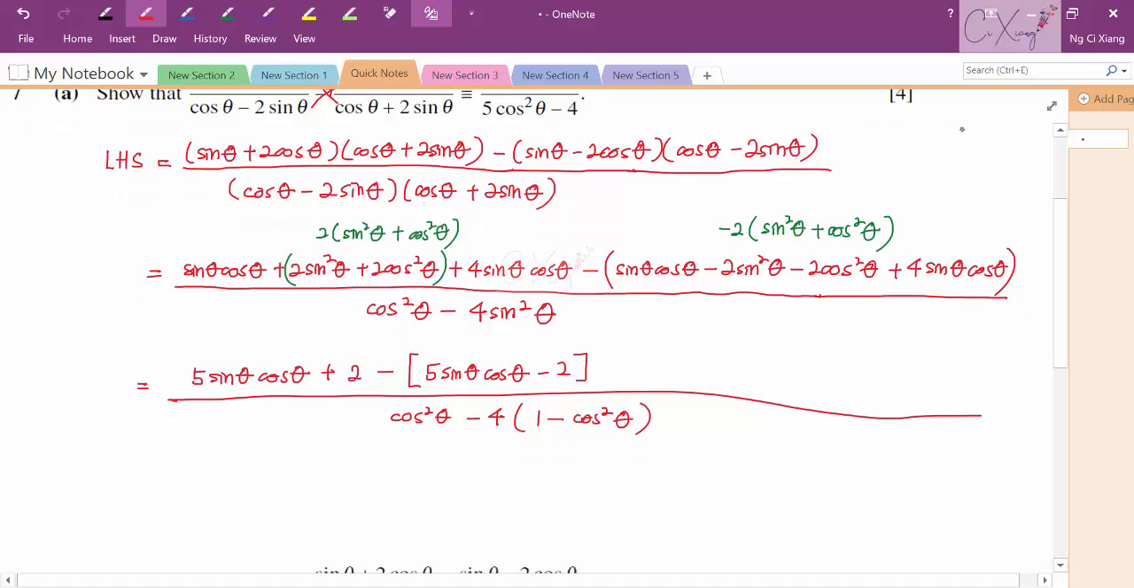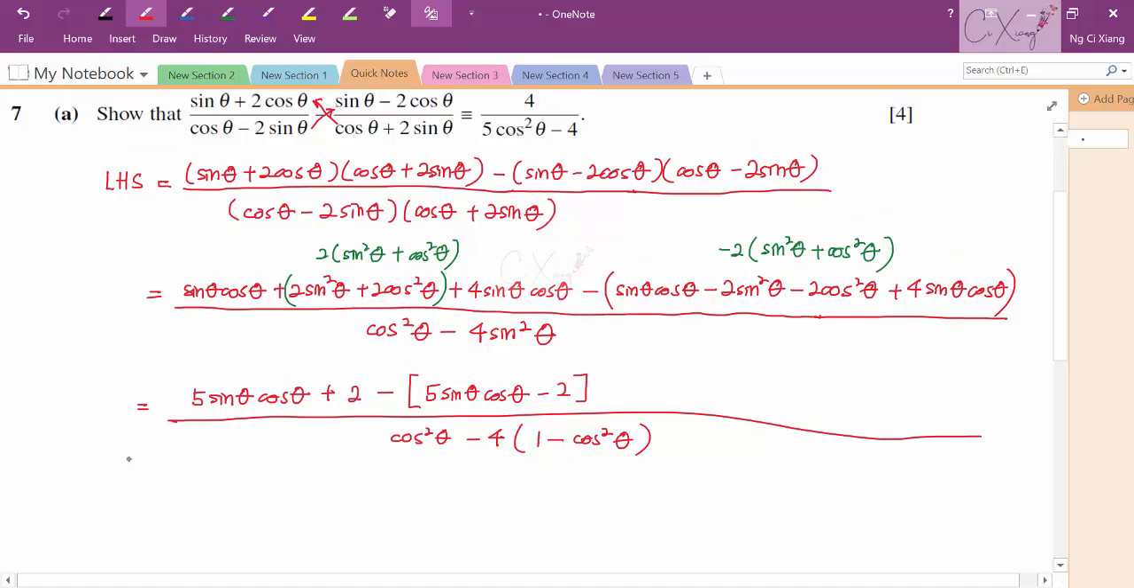Okay, so when you complete until this step, you can see that our answer is very, very close to what they want us to show. Okay, so again, I will look at the denominator one more time. For this part, cos square theta plus 4 cos square theta, you already get 5 cos square theta. And then negative 4 multiplied with 1, you have minus 4. If you double check the denominator, we already achieved what they want us to show.